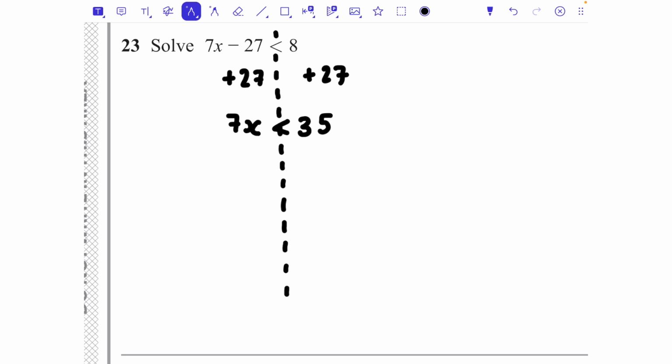Now I've still not quite got that x on its own. It's 7 lots of x. So I need to get 1 lot of x, and to get that I'm going to divide this side by 7 and also divide this side by 7. So x is less than 5. And that would be my answer.